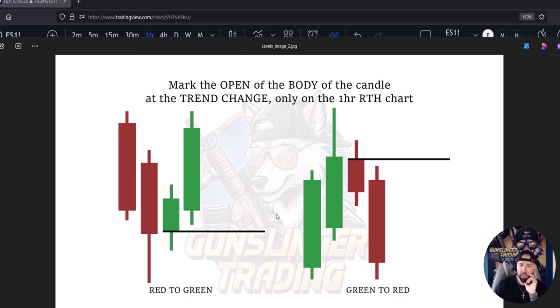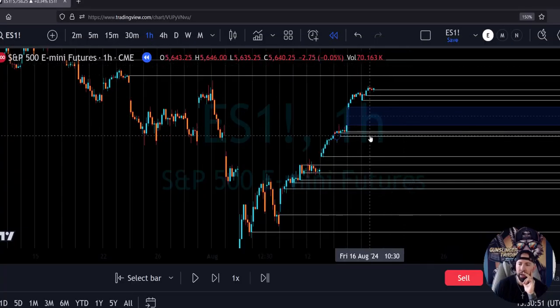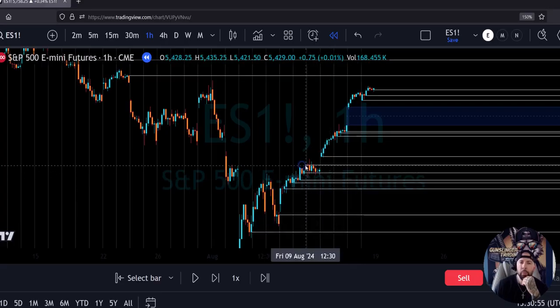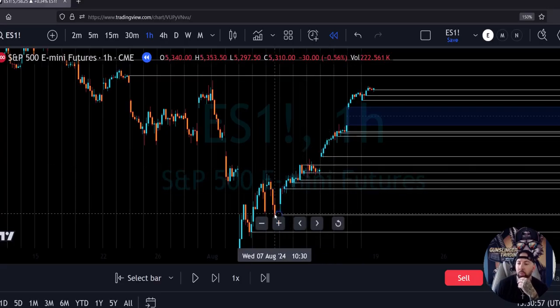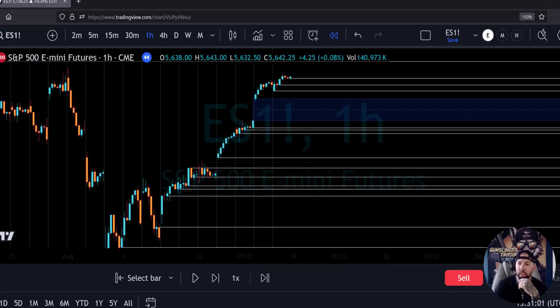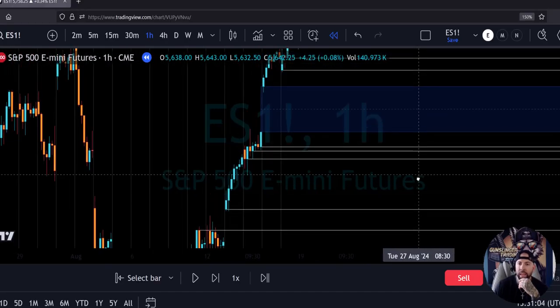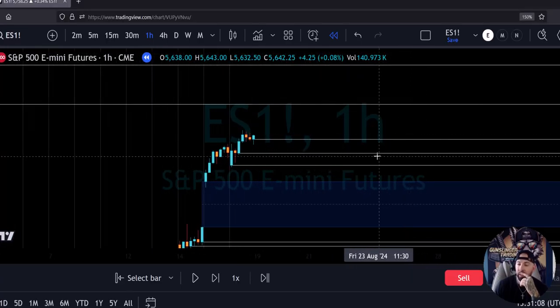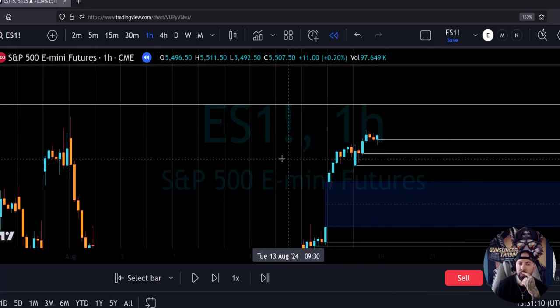Opening print is debatable to me. Sometimes it's great, and then sometimes I just see it chop all day on that level. I used to play opening print. I don't play it anymore. I do mark it though, and I personally mark opening print as a yellow level so that I can see this is a different level than regular key levels.